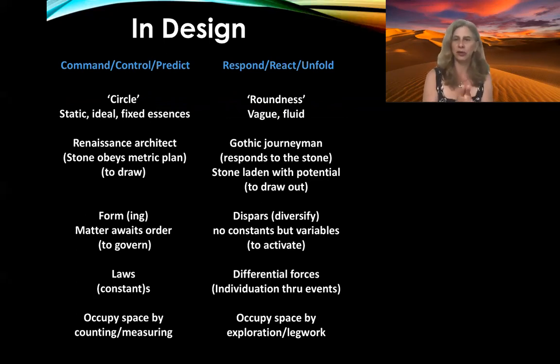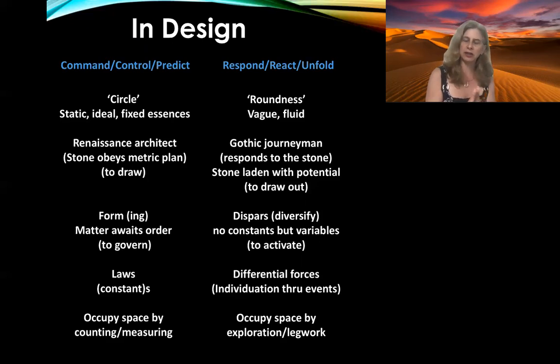So circles, right? The idea of a circle is a static idea. It's like a fixed essence. We can think of the perfect circle and the Platonic ideas. But the idea of roundness is a different idea. It's not quite as specific as circle. It's more vague. It's more fluid. We can have ideas about roundness without it being so precise as the idea of a circle.